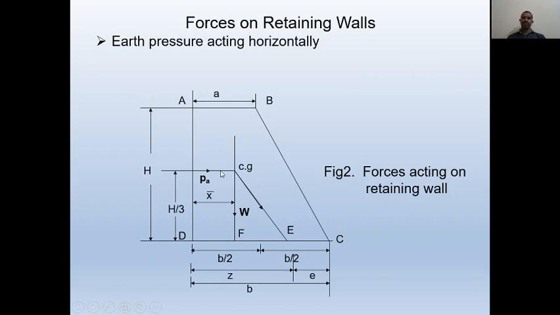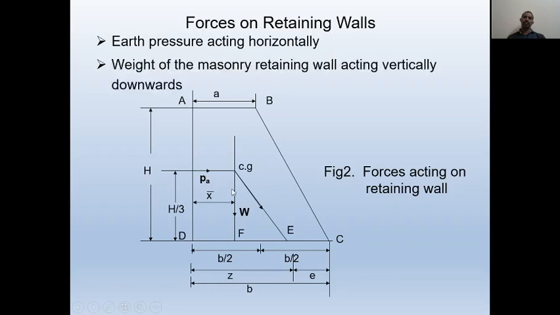That is one force. And the second predominant or major force, as in the case of dams, is the self weight of the masonry retaining wall acting vertically downwards. So due to this weight it will stabilize, whereas due to earth pressure it will try to overturn. The weight will actually stabilize.